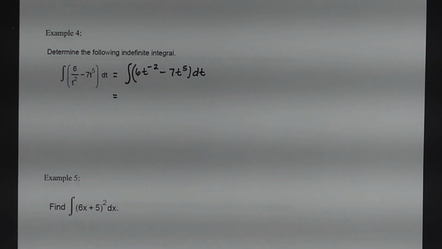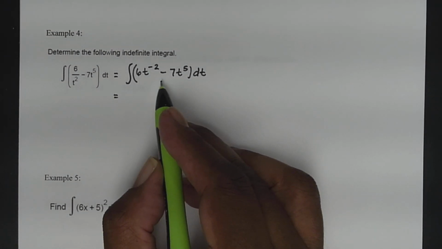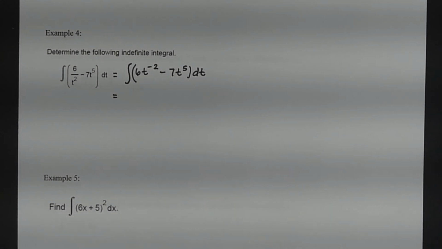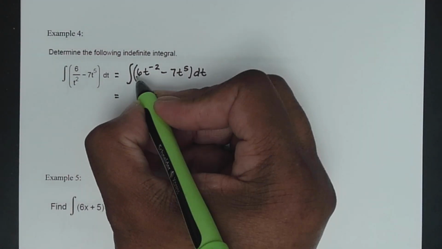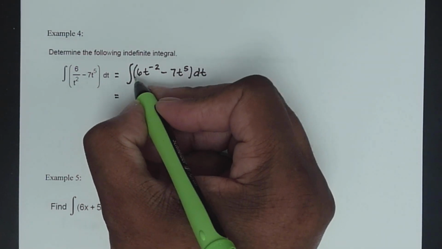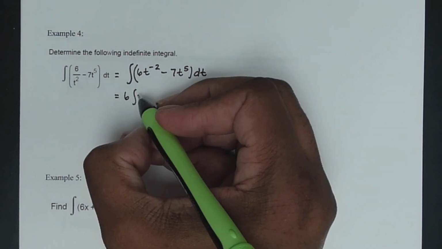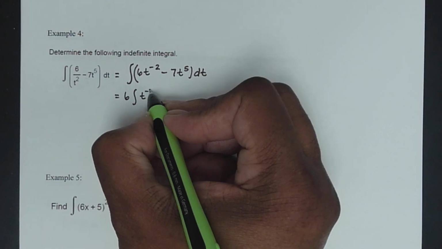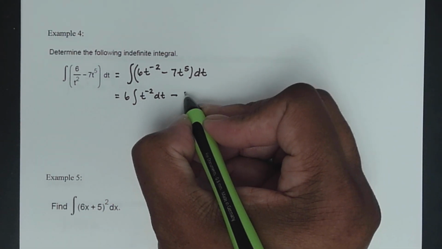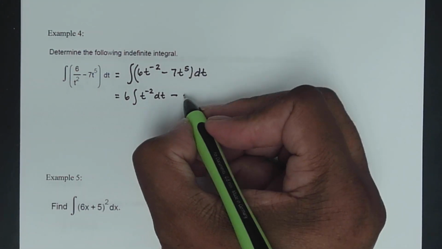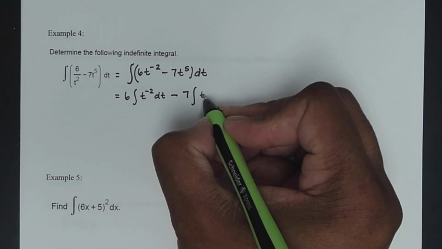Now I'm going to use the sum and difference rule. We have the integral of the difference. I can write that as the difference of the individual integrals. And I'm also going to use the constant multiple rule as well, because I have coefficients in front of the t's here. So that 6 here can go outside of that integral sign, so it'll be 6 times the integral of t to the negative 2 dt, and then minus, for the 7t to the 5th, if I pull the 7 on the outside, so it'll be 7 times the integral of t to the 5th dt.